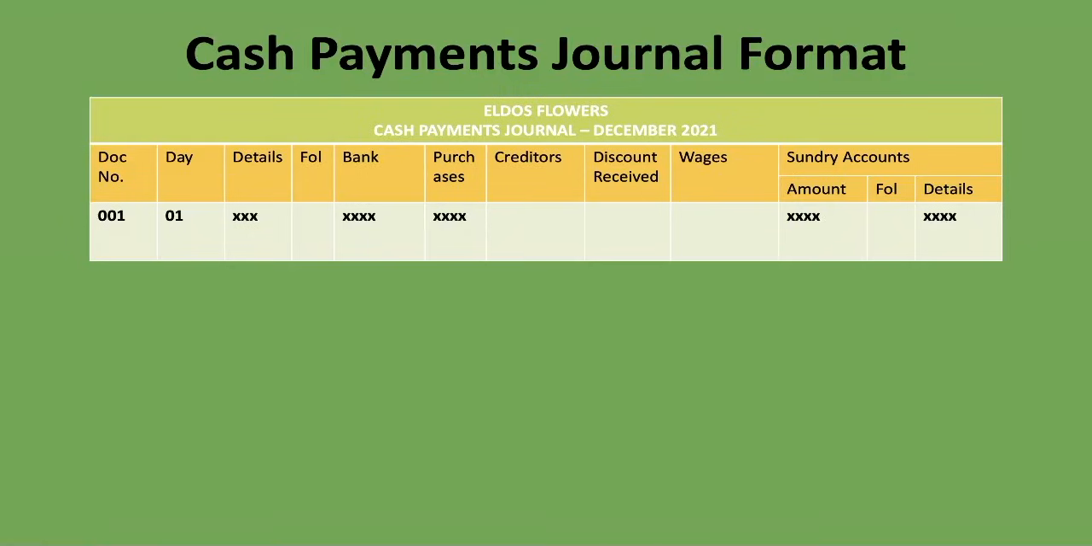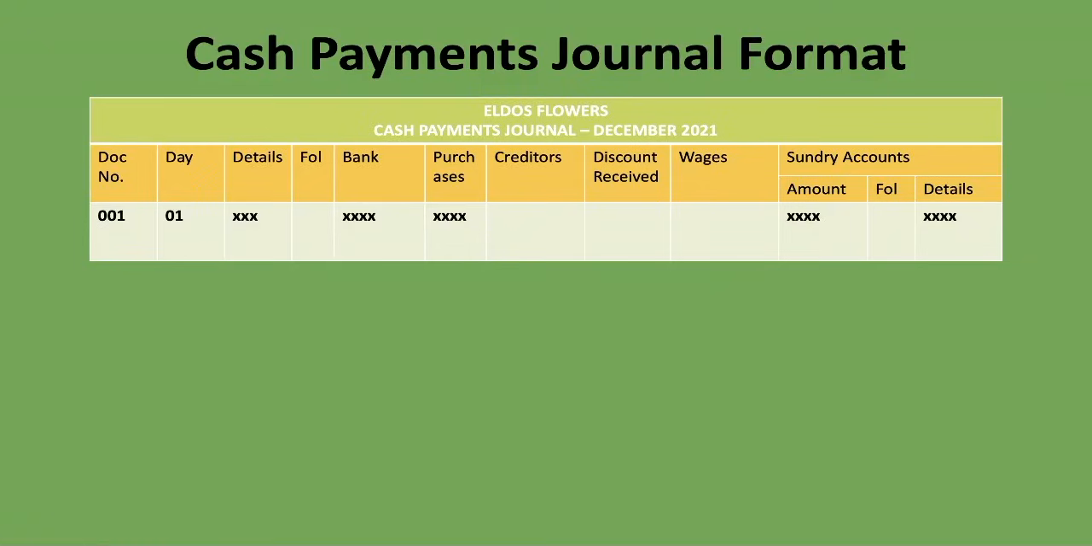And then you have creditors. This column here is when you are paying your creditors. So if you bought something from someone on credit or from a supplier on credit, and now you're paying them, you'd record it over here under creditors. Discount received. If you received any discount from your creditors, for instance, you would record it under discount received. And then we have wages as well. Wages is if you have paid particular wages, then you'd record it under there.